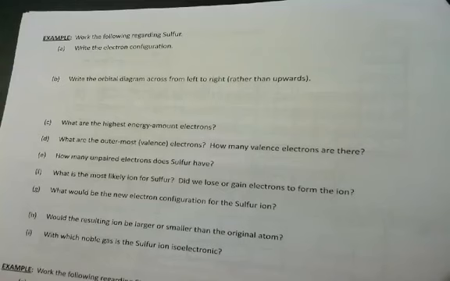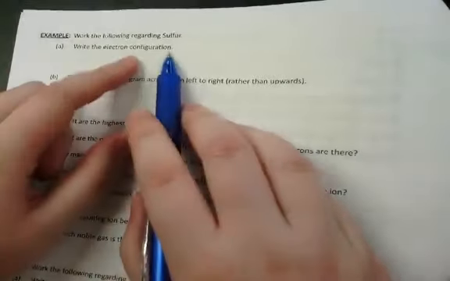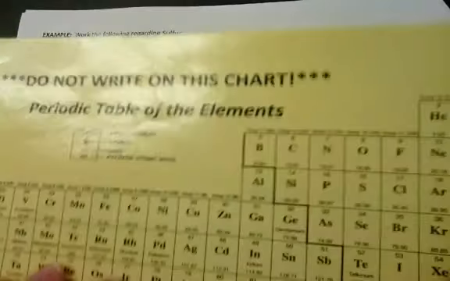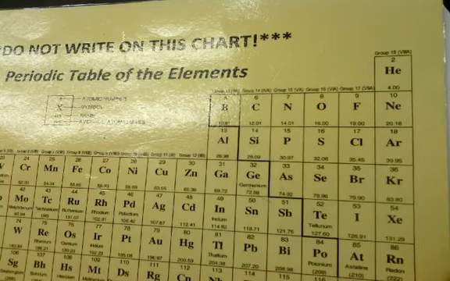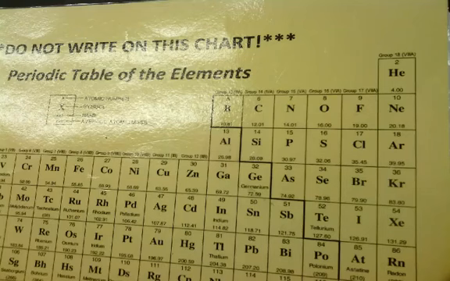So we are continuing where we left off from last time. We are going to start by writing the electron configuration for sulfur. So first thing we're going to do is find sulfur on our periodic table. So on the periodic table, where is sulfur? Sulfur is S. Good. It is what atomic number? 16. And what block of our periodic table is it in?